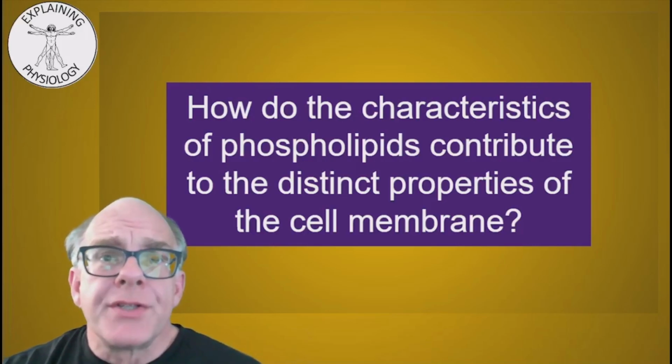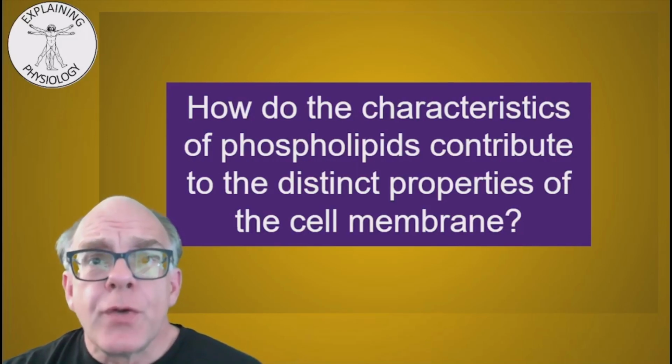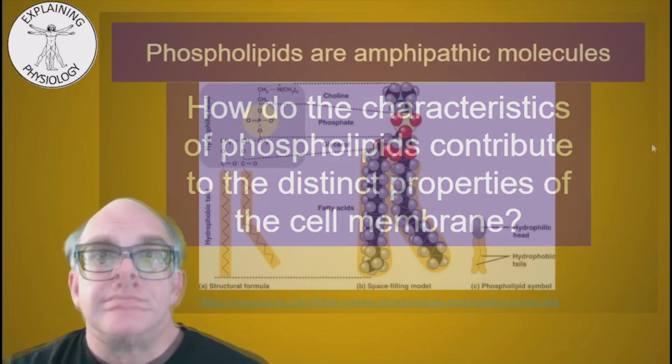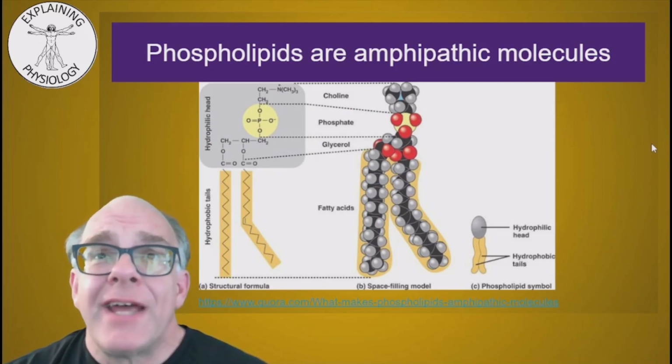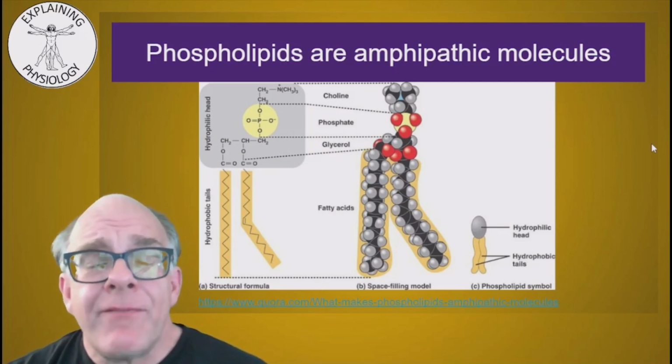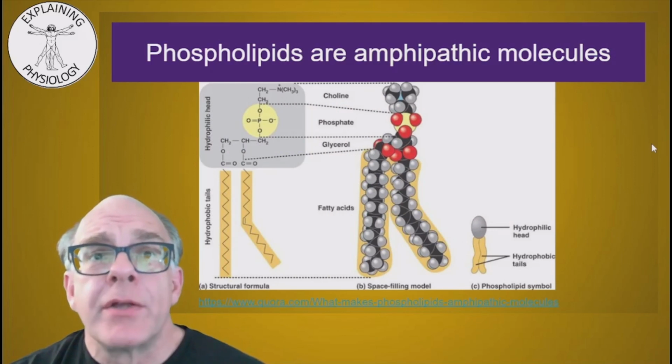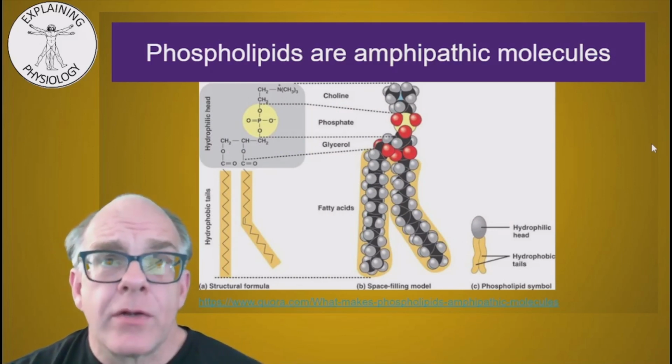How did the characteristics of phospholipids contribute to the distinct properties of the cell membrane? Phospholipids are examples of amphipathic molecules. An amphipathic molecule is going to be a molecule that has both hydrophilic and hydrophobic characteristics.